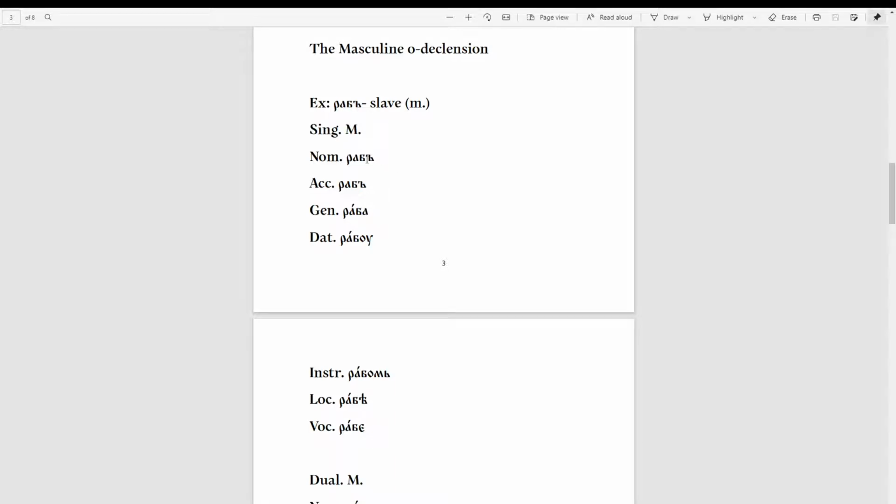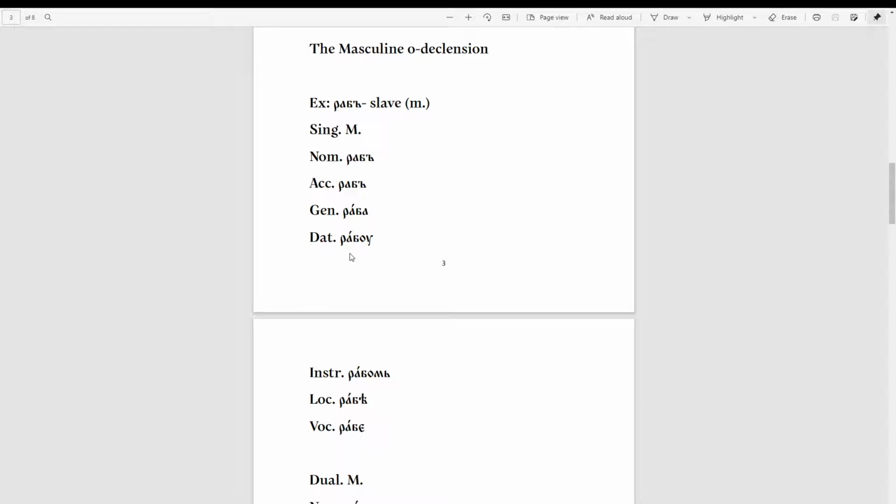Rab would be the subject, so it does not change. The accusative is more than usual the same as the nominative. Rab. And the accusative is the direct object. The genitive is raba. Raba. And this is showing possession, like the girl's cat. Girl is the possessor, the cat is the possessed. This would be showing that the slave has possession over something.